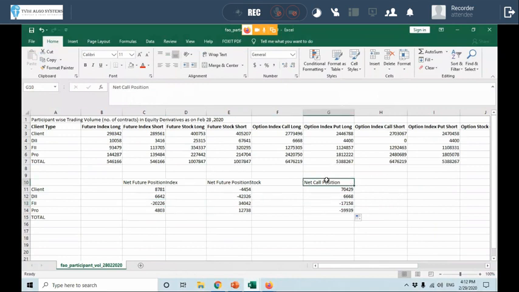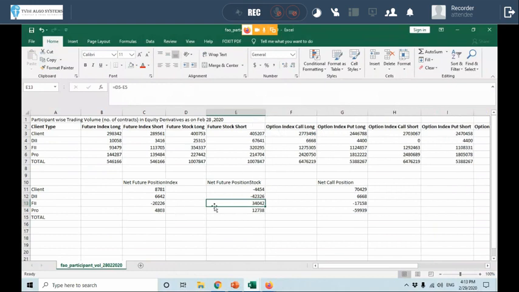This is index. Put? No, the call is this. Okay, I was looking at the put column, that's why. So FII is selling index, FII is selling calls, call writing. DII is buying stock. Now I don't know which stock they are buying. This we need to identify. I'm not sure if we will get this information.